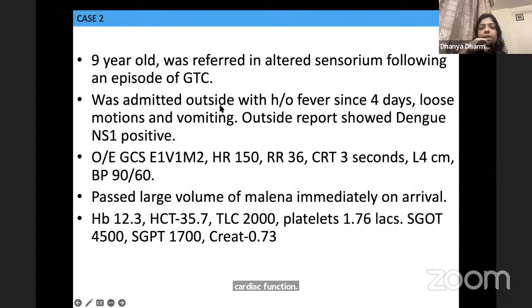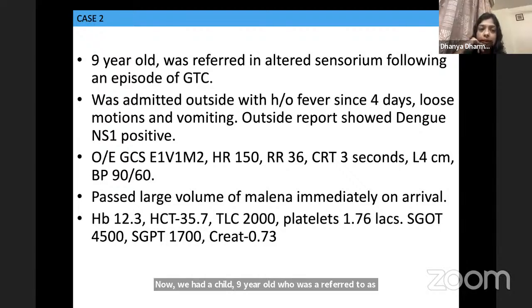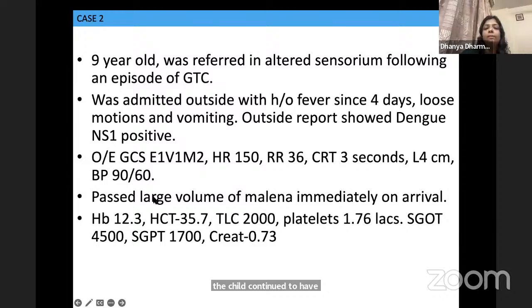Now, we had a 9-year-old child who was referred with altered sensorium following an episode of generalized tonic-clonic convulsions. This child was admitted outside with fever for 4 days, loose motions, vomiting. Outside report showed dengue NS1. When this child came, they had been successfully resuscitated with fluids, but still you can see that the child continued to have tachycardia. Heart rate was 150, and immediately when he came to the ER, he passed a very large volume of melena on arrival, and this child could not be revived.